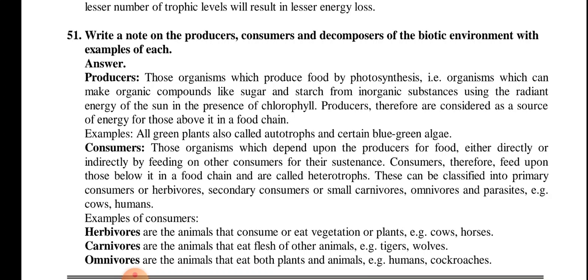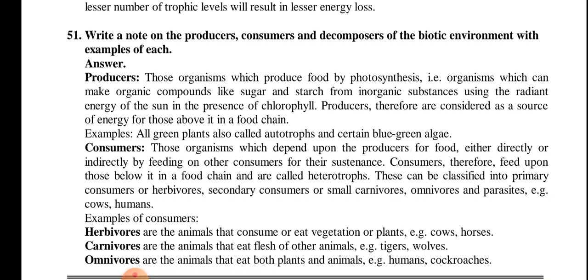Consumers are those organisms which depend upon the producers for food, either directly or indirectly by feeding on other consumers for their sustenance. Consumers therefore feed upon those below them in a food chain and are called heterotrophs. They can be classified into primary consumers, which are the herbivores, secondary consumers, which are the small carnivores, omnivores and parasites. Example, grass, cows and humans.